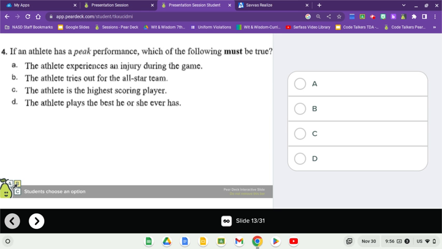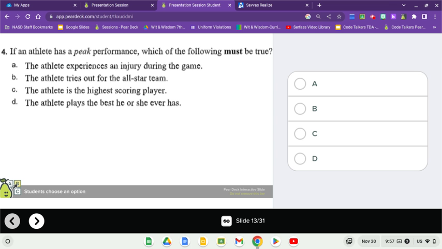4. If an athlete has peak performance, which of the following must be true? This is what you call a challenging question. It's designated as a challenging question in the textbook. So if you get this one right, number one, pat yourself on the back. Number two, you solved a real humdinger. So let's see what we got. This is based on the vocabulary word peak.